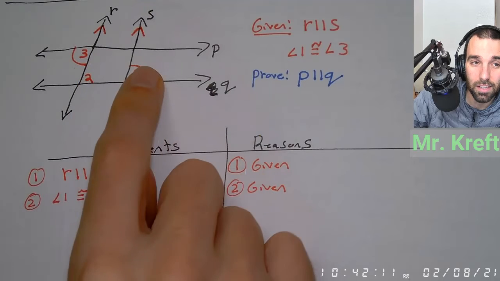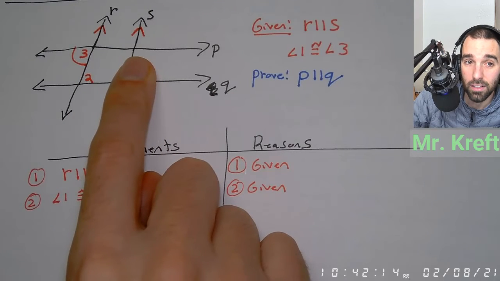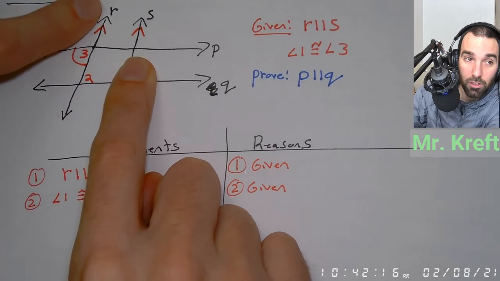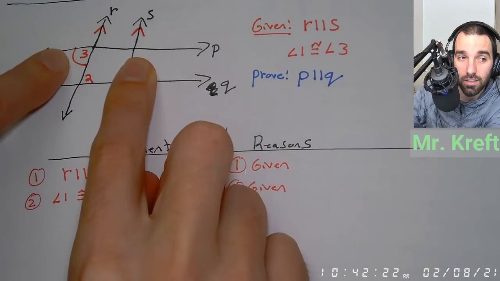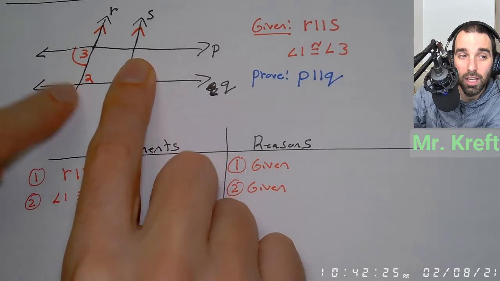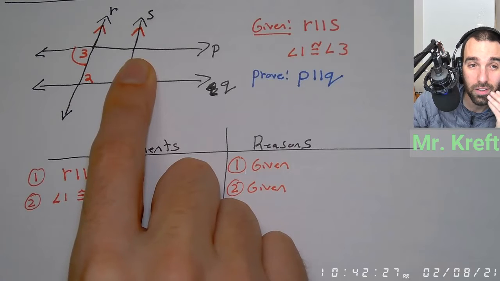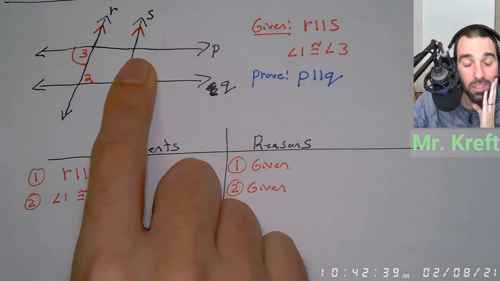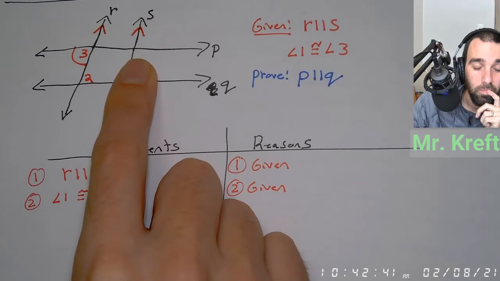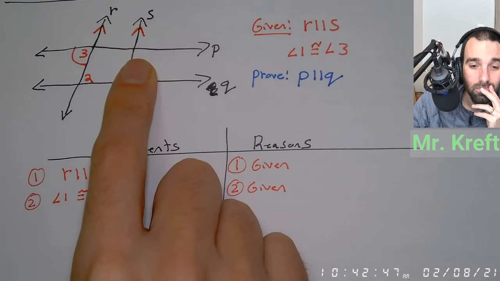So if I can't use that, what's next? What about 3 and 2? Do you see how they have a transversal connecting them? Angle 3 is on line P. Angle 2 is on line Q. And in chat, are angles 3 and 2 an angle relationship? What angle relationship would angle 3 and angle 2 be?